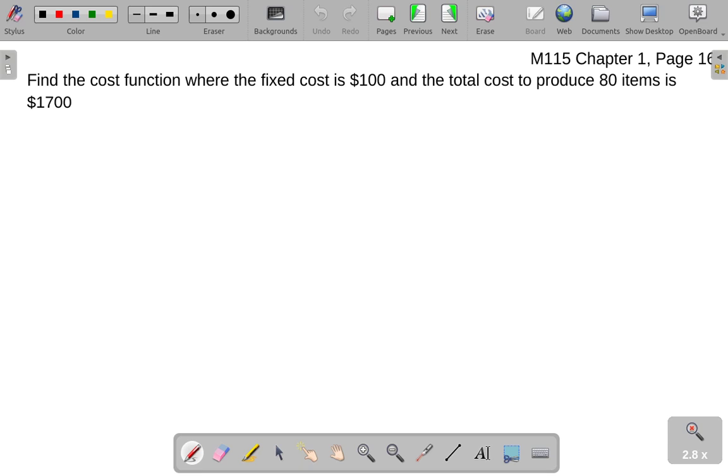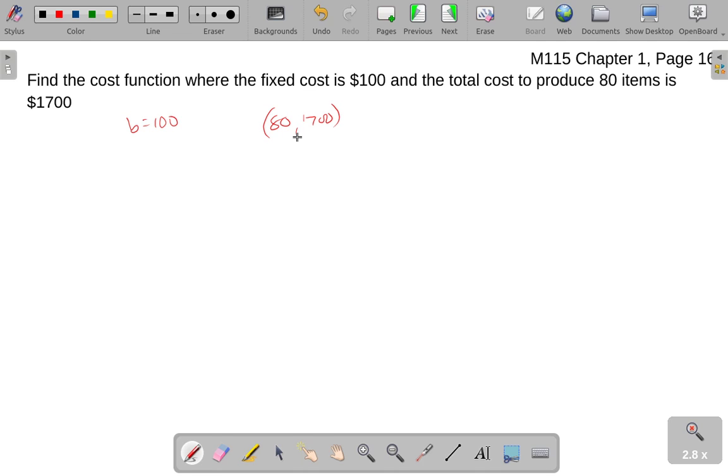Alright, let's do one where, let's find the cost function where the fixed cost is $100 and the total cost to produce 80 items is $1,700. So we're given a little bit different information here. We're told the fixed cost is $100, so B is $100. The total cost to produce 80 items is $1,700.